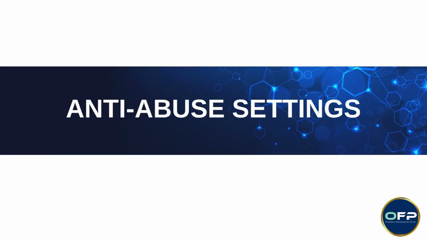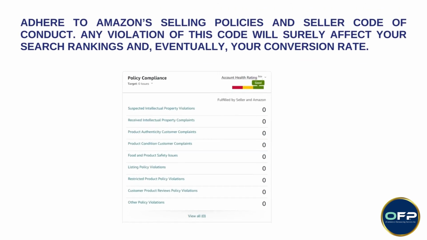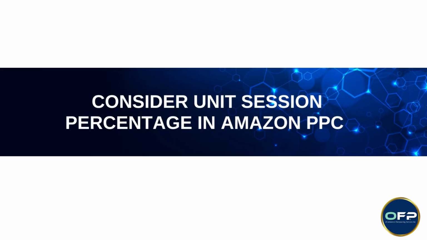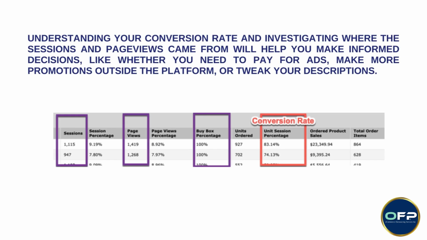Anti-abuse settings. Adhere to Amazon's selling policies and seller code of conduct. Any violation of this code will surely affect your search rankings and, eventually, your conversion rate. Consider unit session percentage in Amazon PPC. Understanding your conversion rate and investigating where the sessions and page views came from will help you make informed decisions, like whether you need to pay for ads, make more promotions outside the platform, or tweak your descriptions.